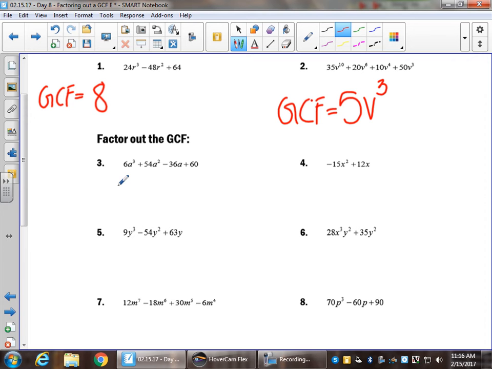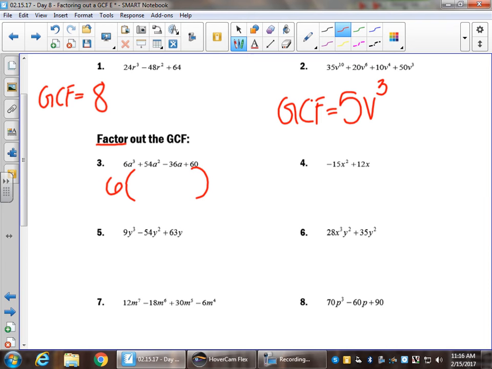Let's look at number 3. 6a cubed plus 54a squared minus 36a plus 60. Looking at just the numbers, what's the largest number I can pull out? 6. What about a variable? Can I pull out a variable? Why? Because there's no a attached to 60. So this is our GCF. We're going to factor out the GCF. So we have to write what's left over.